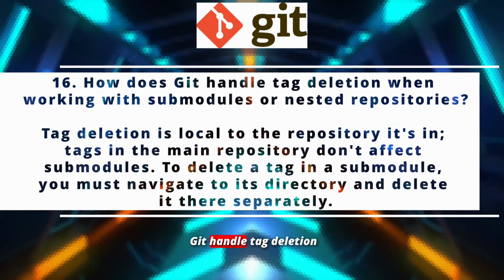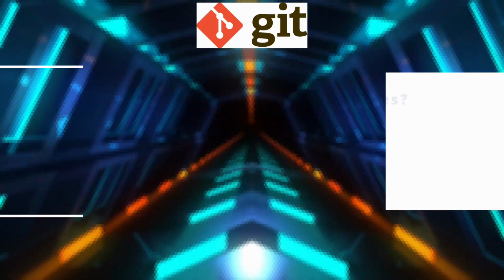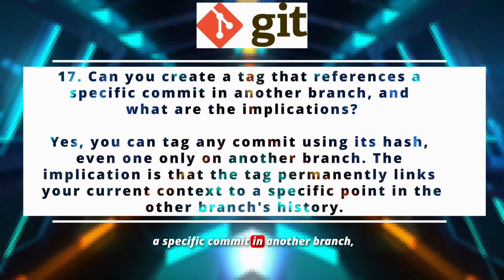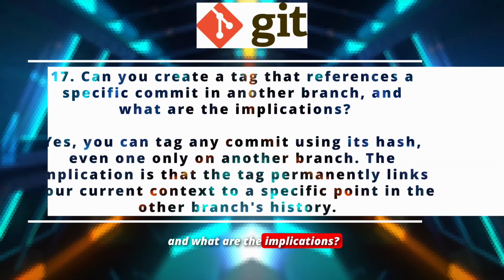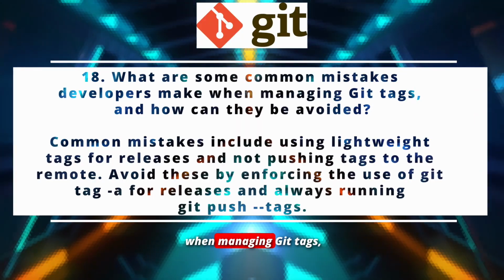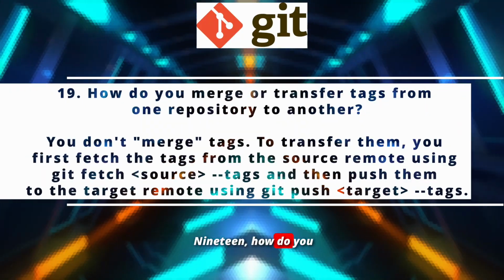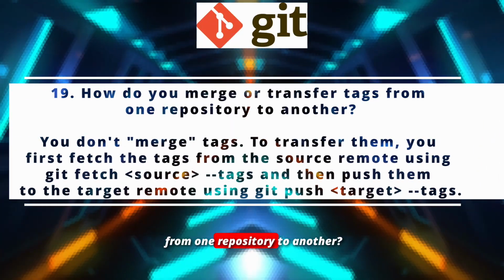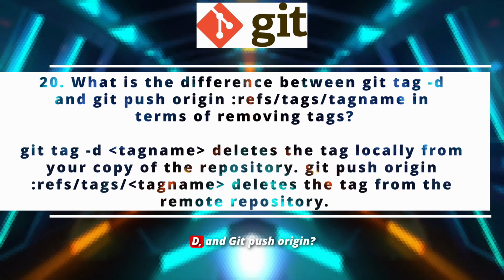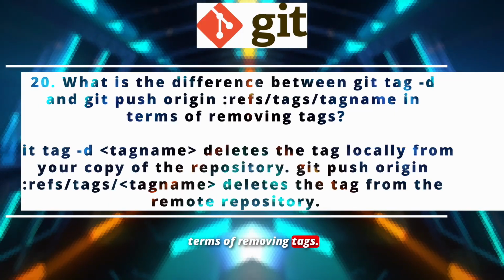16. How does Git handle tag deletion when working with submodules or nested repositories? 17. Can you create a tag that references a specific commit in another branch, and what are the implications? 18. What are some common mistakes developers make when managing Git tags, and how can they be avoided? 19. How do you merge or transfer tags from one repository to another? 20. What is the difference between git tag -d and git push origin :refs/tags/tagname in terms of removing tags?